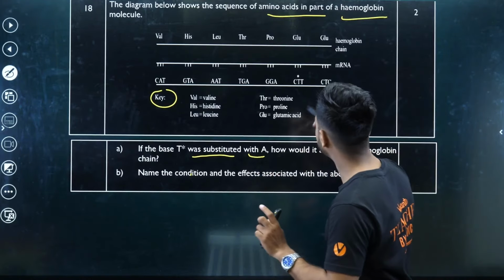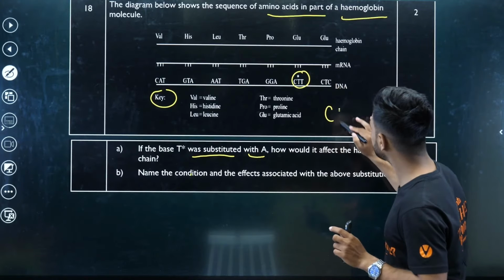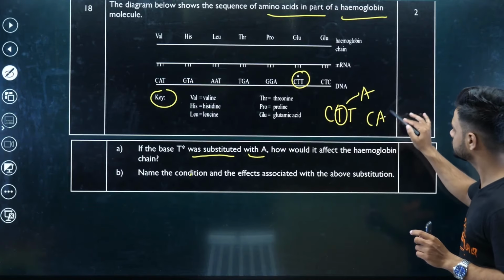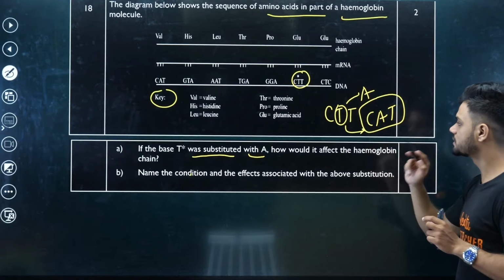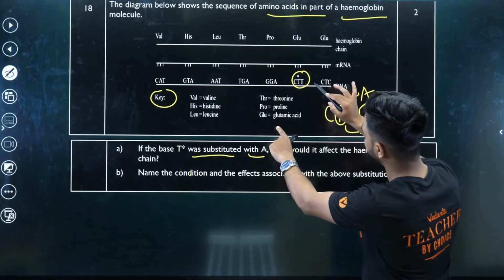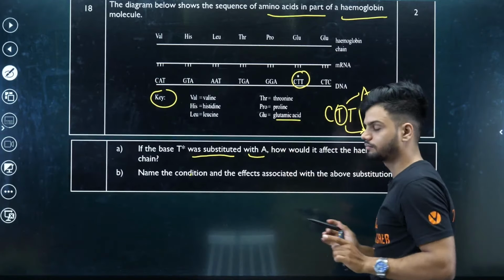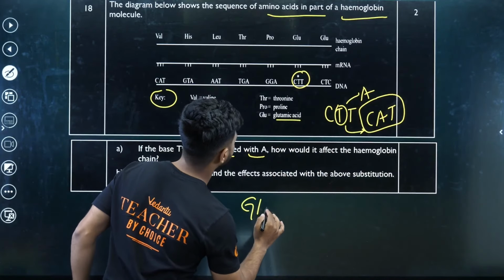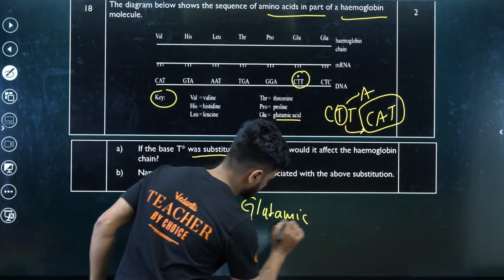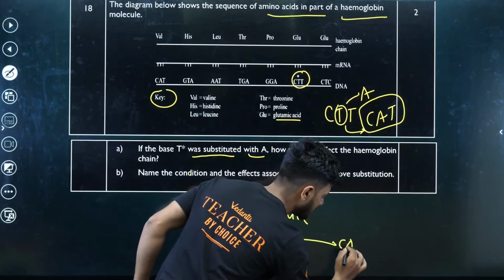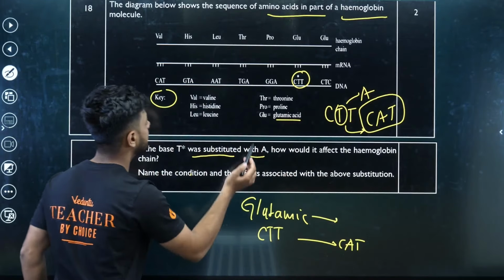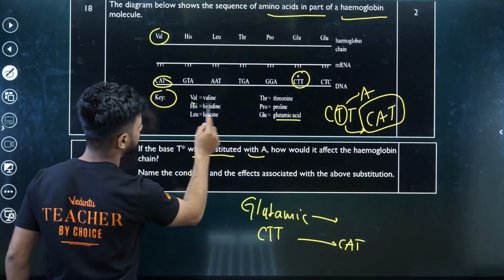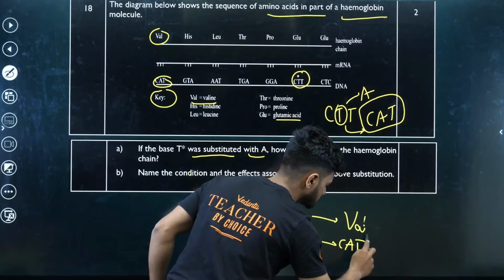All they're asking is, can you see the star here? In this CTT, if I replace the T with A, what happens? CTT becomes CAT. Now we know from the key here, CTT stands for glutamic acid. So what will happen? The conversion from glutamic acid to what is CAT? Is it given anywhere? Yes, it's given here. What is CAT? The key gives VAL. What is VAL? Valine. That is glutamic acid to valine.